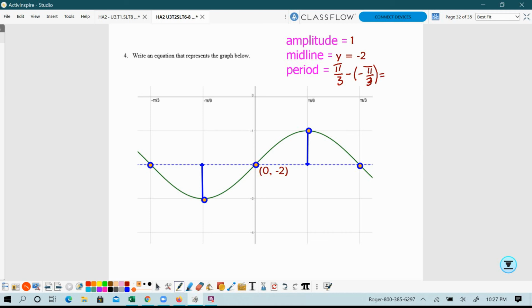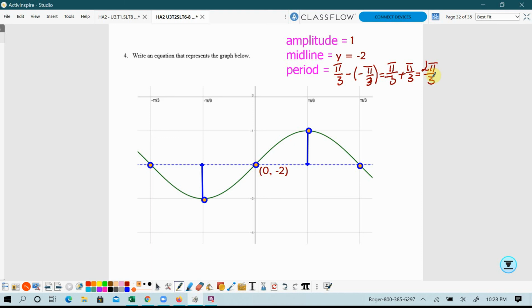on this graph. Now, this pi/3 minus -pi/3 is the same as basically saying pi/3 plus itself. Negative times a negative is a positive. Great. So that means that pi/3 plus pi/3, or 1/3 pi plus 1/3 pi, is 2/3 pi. That means that my period is 2/3 pi. Great.